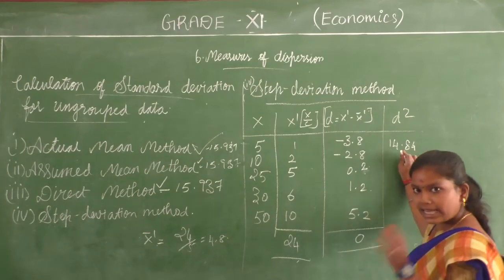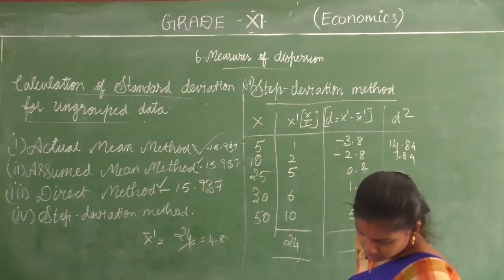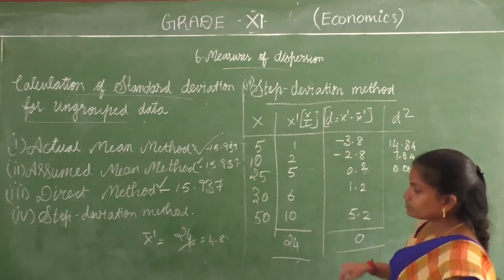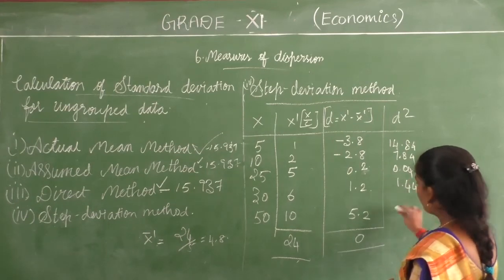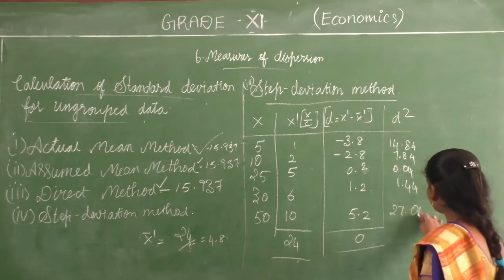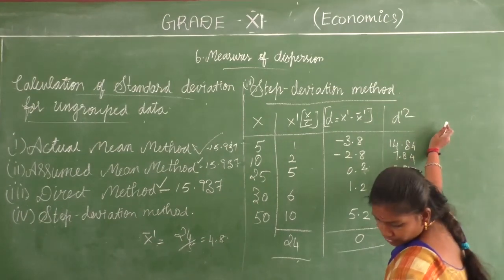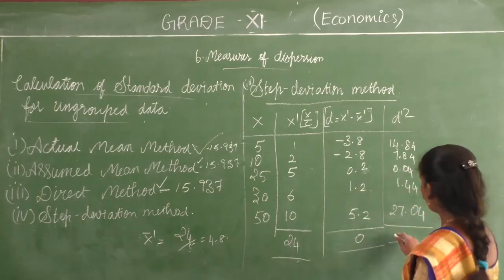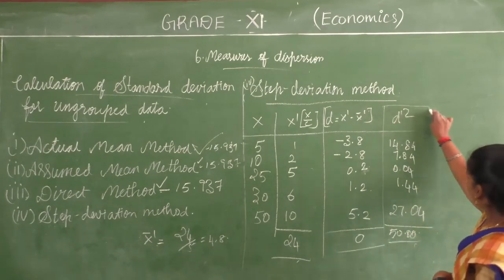Kindly use a calculator. I have calculated it and I am just doing it for you. I am not using a calculator now, but I have already done this problem. 0.04, 1.2 square is 1.44, 5.2 square, 27.4. And you need your d dash square. Your d dash square is going to be 50.80. So your table is complete.